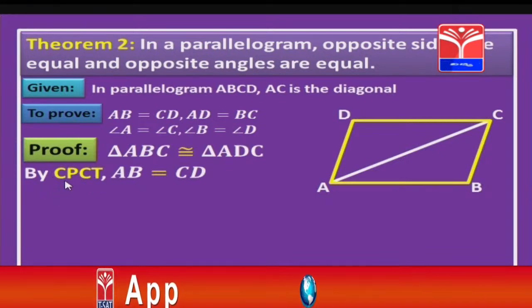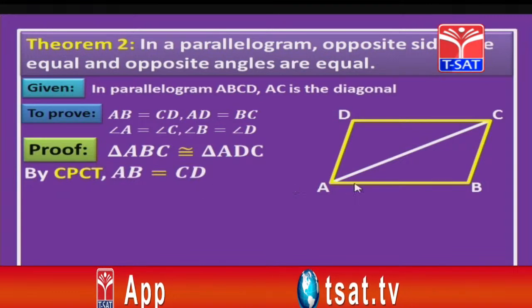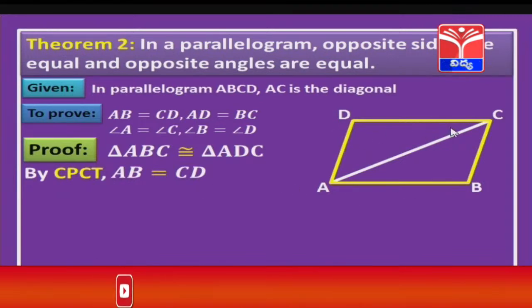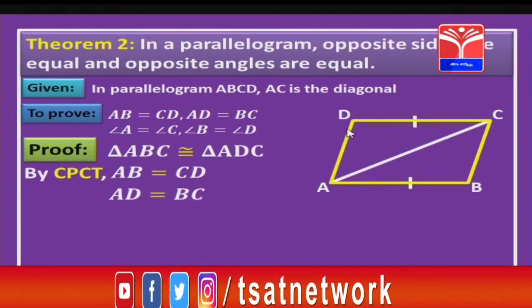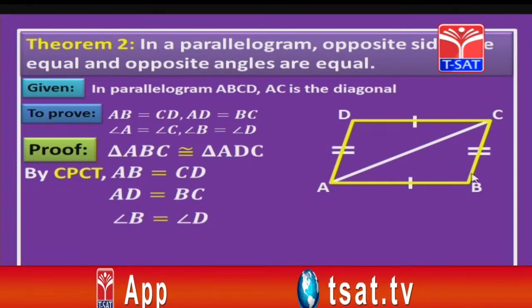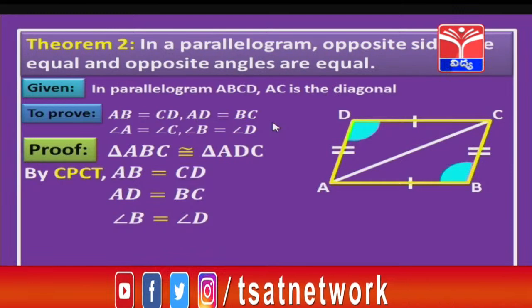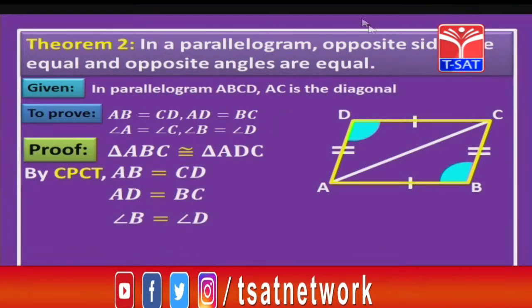So, by CPCT we have AB is equal to CD. That means, this AB and CD both are equal. Okay, children. And also I can write the second congruent part, that is AD and BC both are equal by same CPCT, and angle B and angle D both are equal. So, angle B is equal to angle D. This is what we write by CPCT. Okay, children. So, from this we have proved the first part, right? That is, opposite sides are equal.